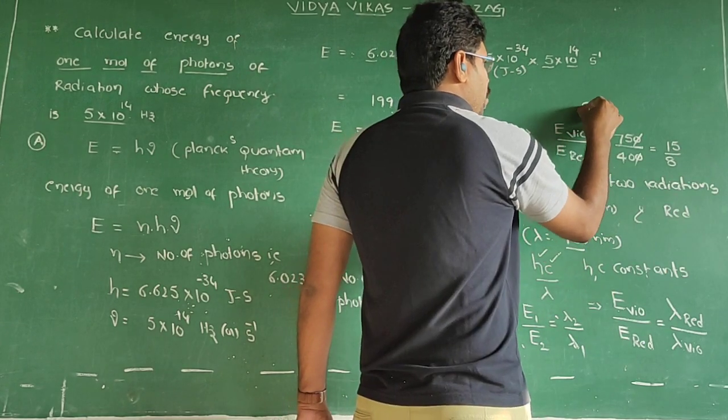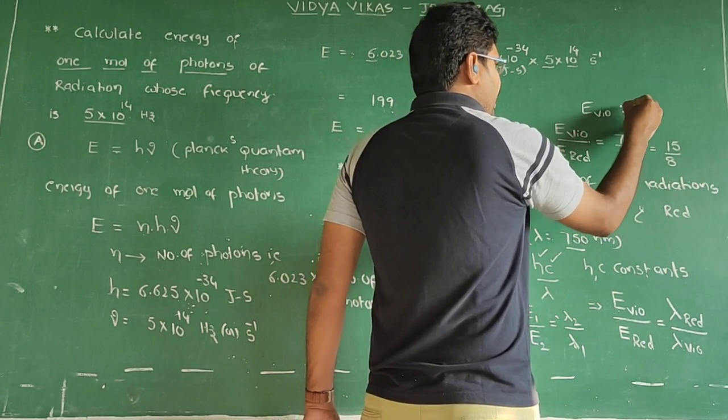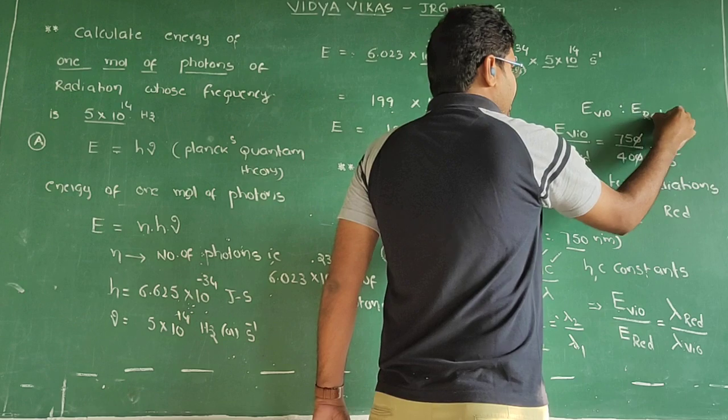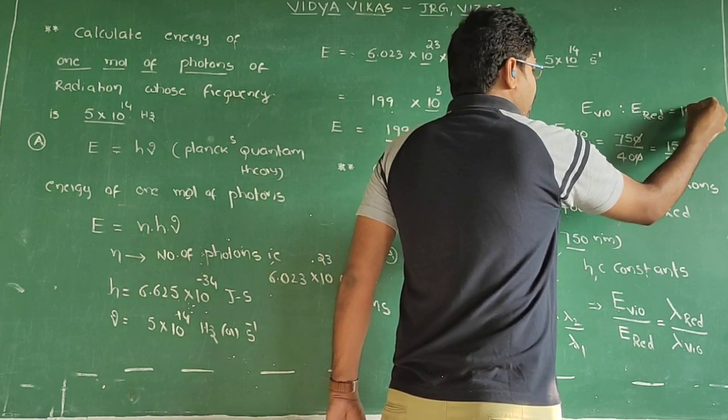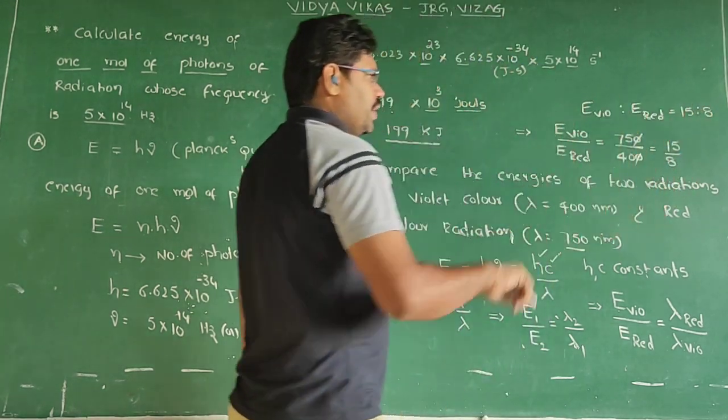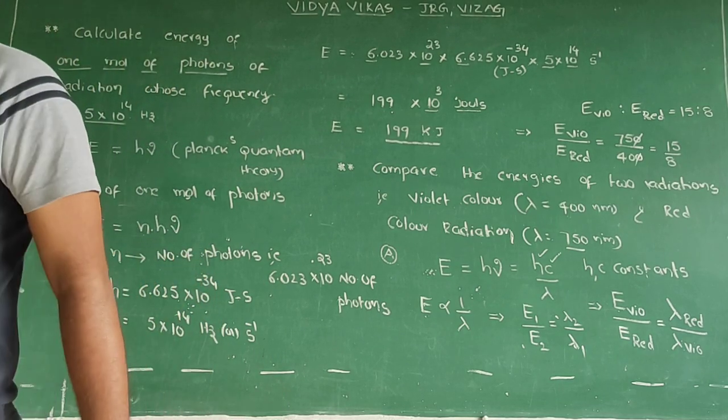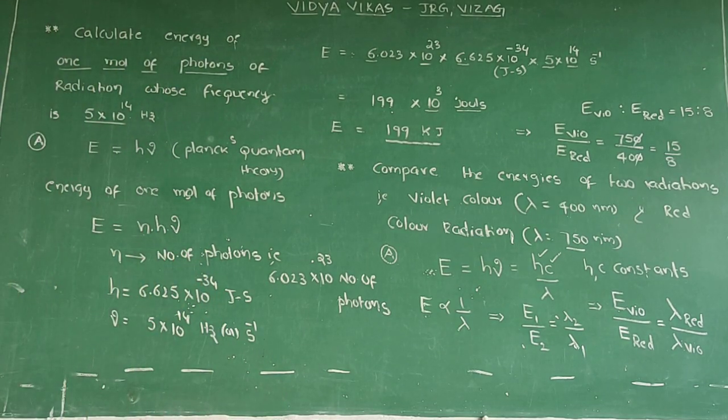That's why the ratio of violet color radiation energy versus red color radiation energy is simply 15:8, dear students. Very important one from the objective point of view. Keep in mind, dear students.